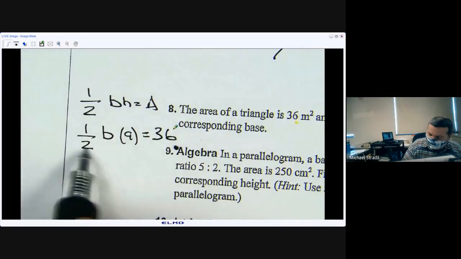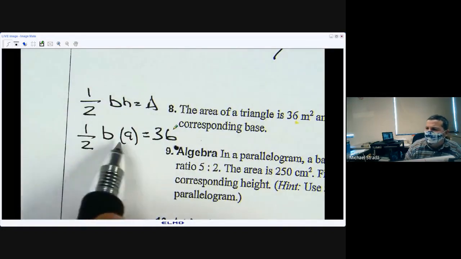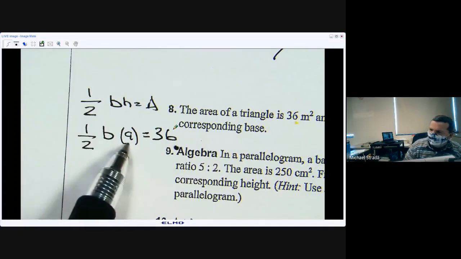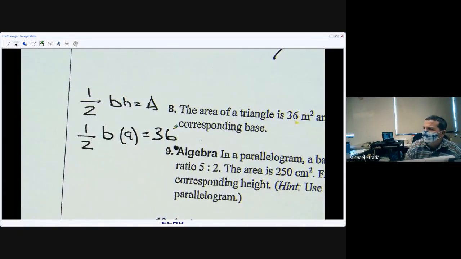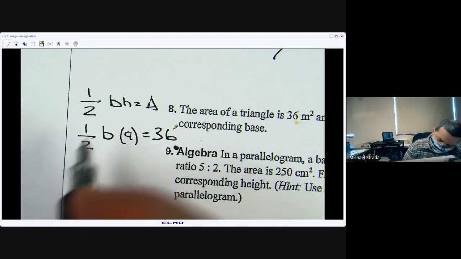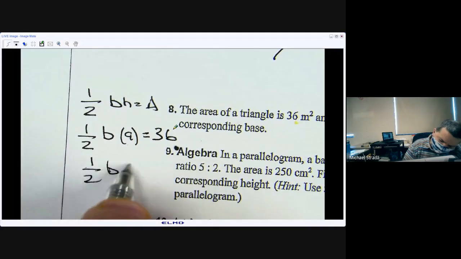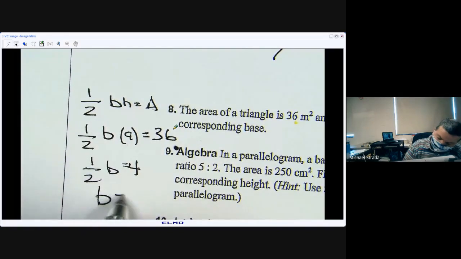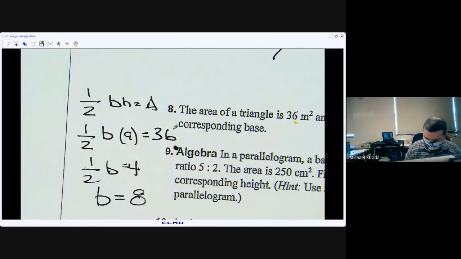Now, this is all multiplication, which means we can do it in any order we want, correct? Which means we can undo it in any order we want. In other words, can I divide both sides by 9? Yep. And does 9 go into 36? Yep. So 1/2 b is 4. How do I get rid of a 1/2? Multiply both sides by 2, and b equals 8.